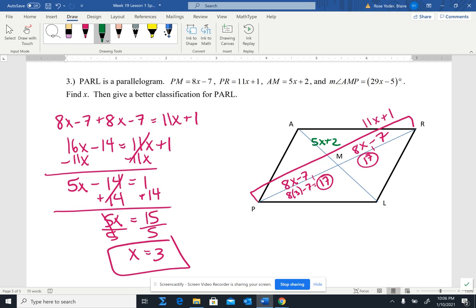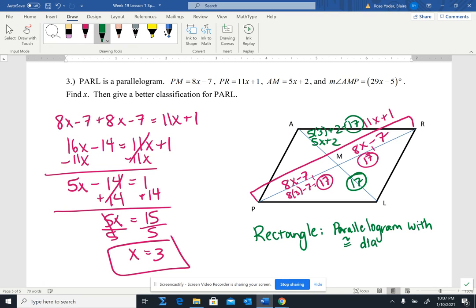All right, here's what we need to check. I'm going to plug it in also for the 5x plus 2 and see if I get 17 there, which I do. 15 plus 2 is 17. So check that out. 17, 17, 17, 17. Diagonals are congruent. That makes it a rectangle because we already knew it was a parallelogram. And now we know that the diagonals are congruent. Parallelogram with congruent diagonals. Could it be more though?